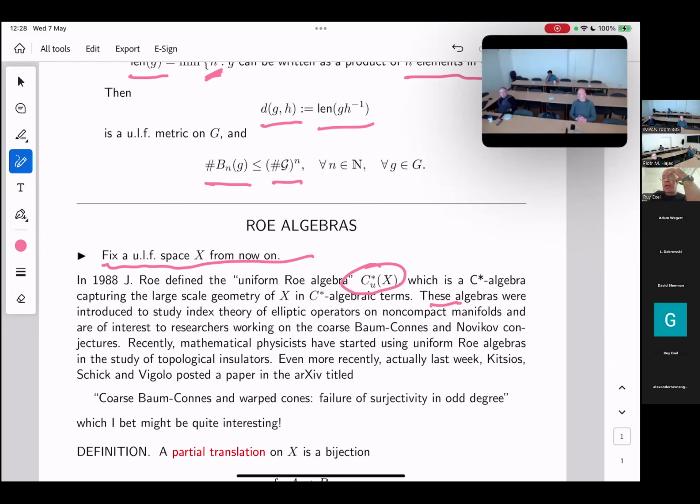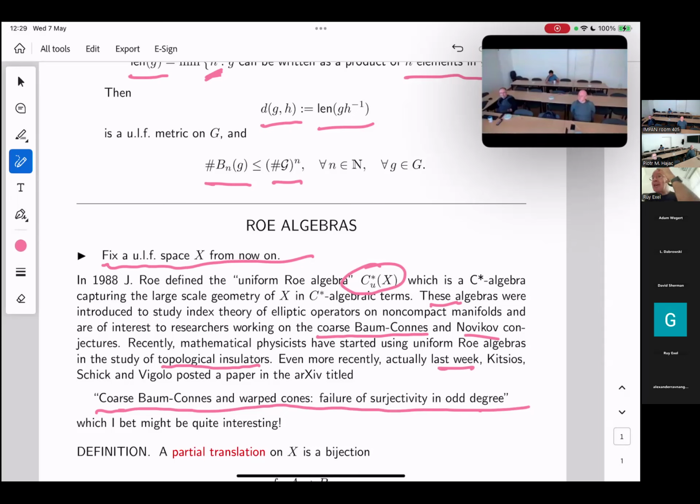So these algebras were introduced to study the index theory of elliptic operators on non-compact manifolds, and are also related to the Baum-Connes conjecture and the Novikov conjecture. Recently, mathematical physicists have started using uniform Roe algebras in the study of topological insulators. And last week, I saw a paper by Kitzmiller, Schick, and Vigolo with this intriguing title, The Failure of Surjectivity in Odd Degree.